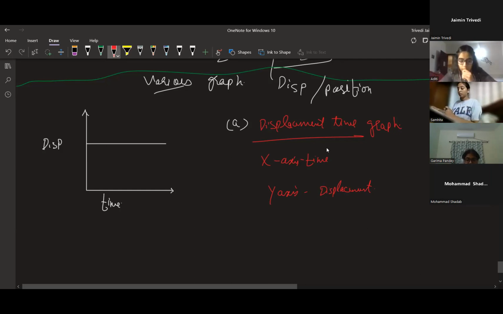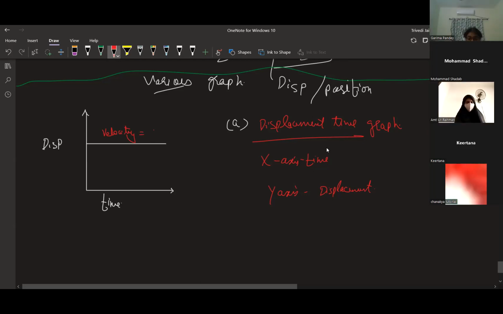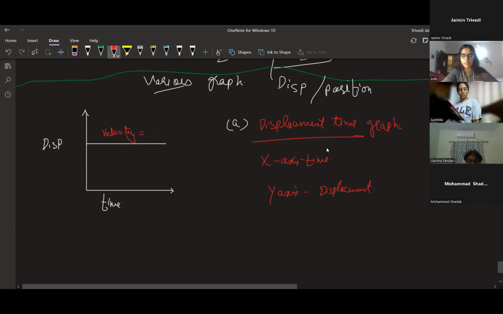If I take a difference in distance or displacement, then what will be the velocity here? Displacement by time. Okay, what will be the value at this particular graph? Yes, it will be 0. At this particular graph, it is 0. So we can say the body is at rest.